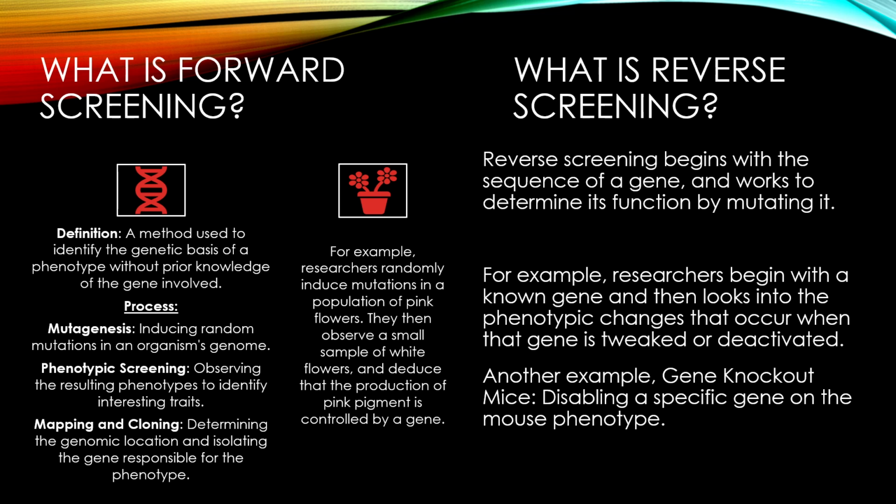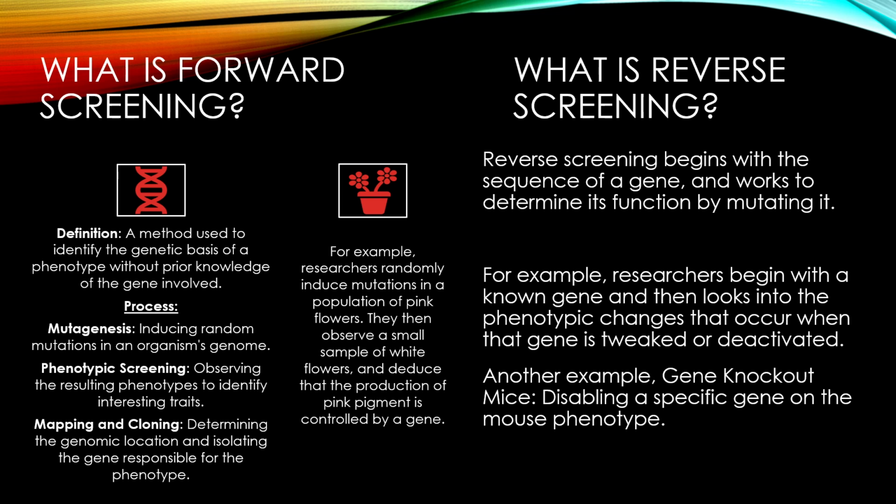A few examples: researchers randomly induce mutations in a population of pink flowers. They then observe a small sample of white flowers and deduce that the production of pink pigment is controlled by the gene. Let's move on to reverse screening.